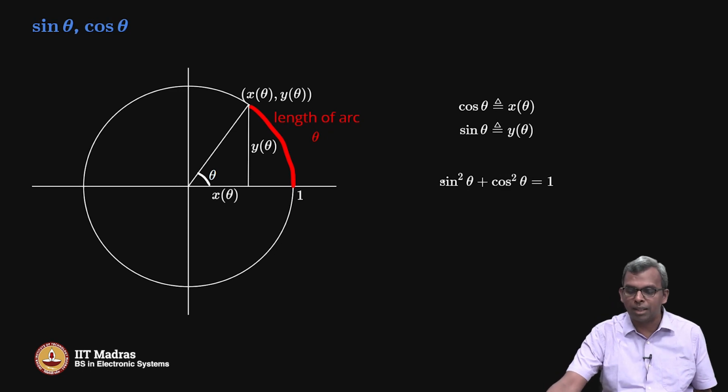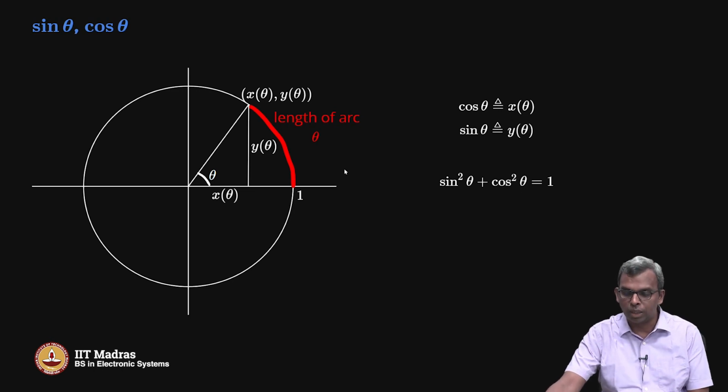Now it's very clear that sine squared theta plus cos squared theta is 1. This is a right angle triangle with hypotenuse 1, and the Pythagoras theorem directly gives you that result.